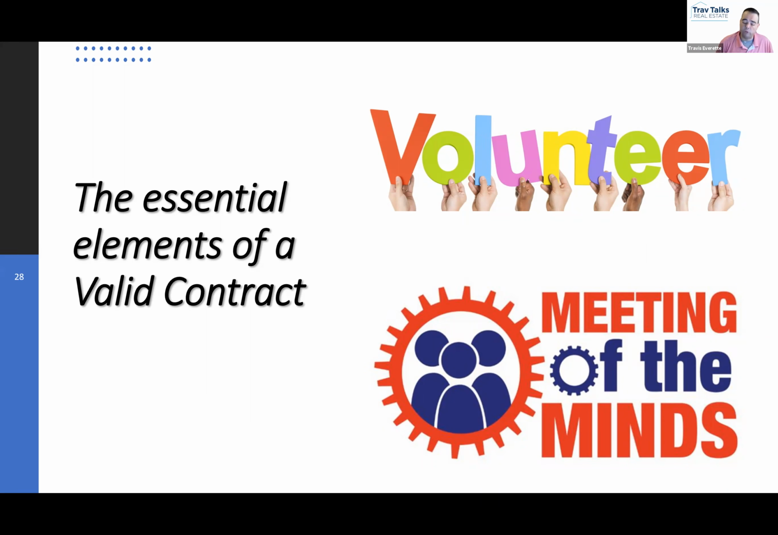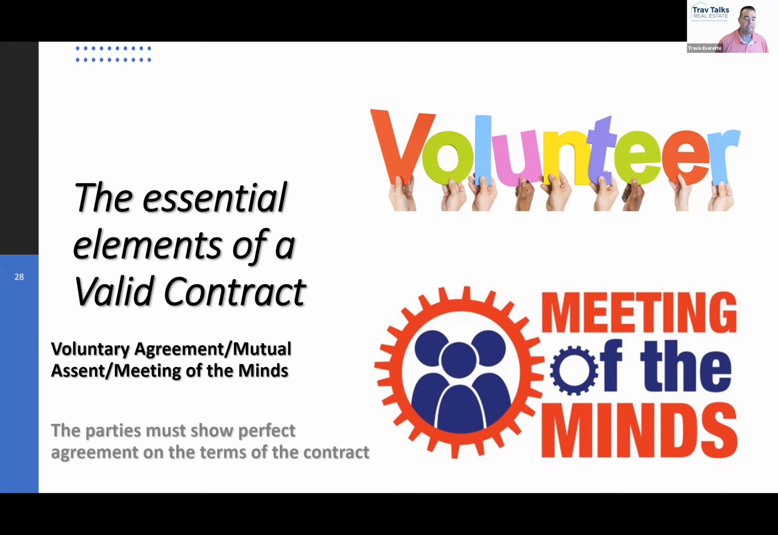The first of those things is it must be voluntary. We need a meeting of the minds. You'll see this phrase a lot: mutual agreement, mutual assent, mutual acceptance. In other words, we need to be able to clearly show, for a court of law to say this contract is valid, that both parties agreed to the exact same terms and conditions.